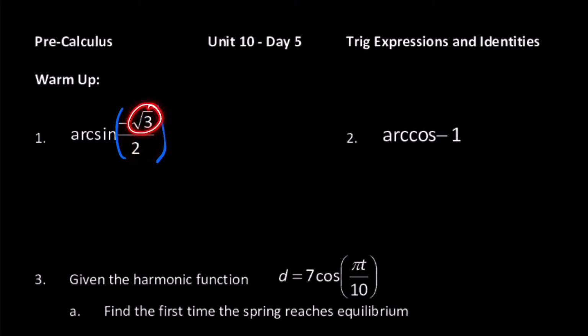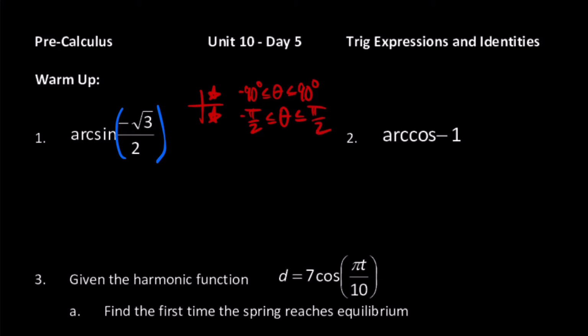You should recognize square root 3 over 2 from your 30, 60, 90 right triangle. So it's just a matter of picking the correct one. Sine of 60 degrees is square root 3 over 2. However, the answer is not 60 degrees because of that. When we're finding arcsine, the angle can be in quadrant 1 or quadrant 4, basically between negative 90 degrees and positive 90 degrees, or in radians, negative pi over 2 to positive pi over 2. So I wouldn't say my answer is 60 degrees. I would say it's negative 60 degrees, or in radians, negative pi over 3.